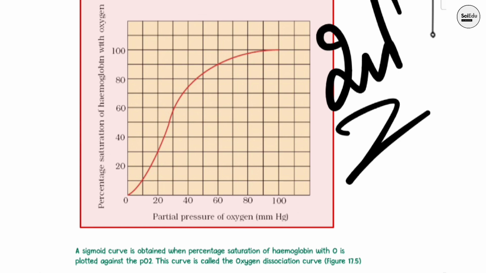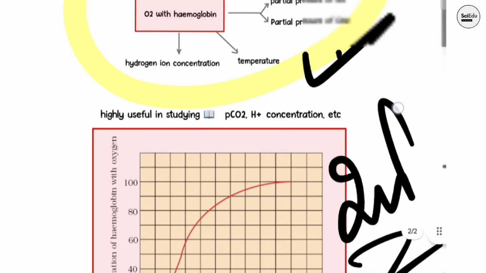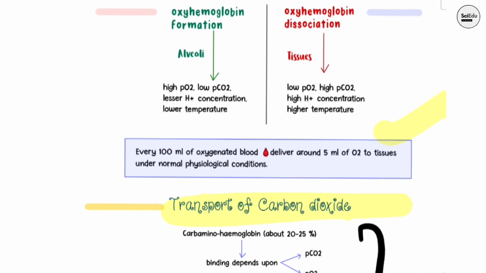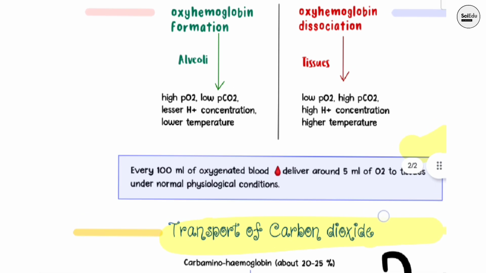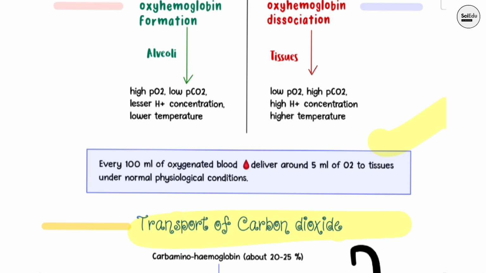In the alveoli, where there is high PO2, low PCO2, lesser H+ concentration and lower temperature, the factors are all favorable for the formation of oxyhemoglobin, whereas in the tissues where low PO2, high PCO2, high H+ concentration and higher temperature exist, the conditions are favorable for dissociation of oxygen from the oxyhemoglobin. This clearly indicates that O2 gets bound to hemoglobin in the lung surface and gets dissociated at the tissues. Every 100 milliliters of oxygenated blood can deliver around 5 milliliters of O2 to the tissues under normal physiological conditions.